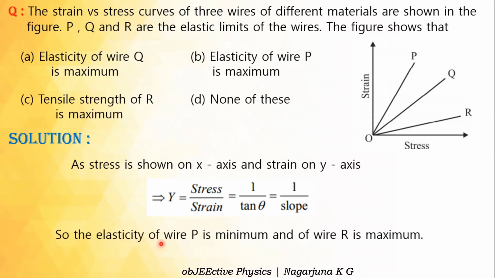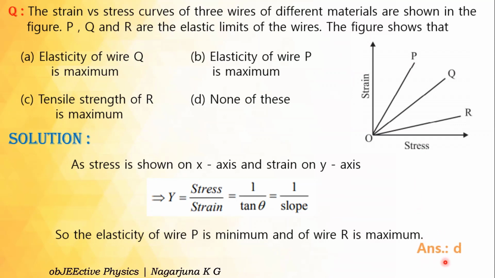So, the elasticity of wire P is minimum and of wire R is maximum based on theta value in the graph. So our option is D. Option D, none of these, is the right answer. Next question.